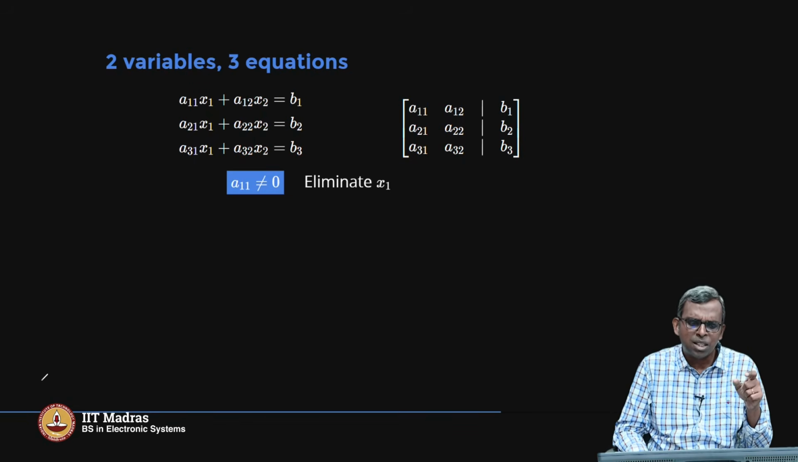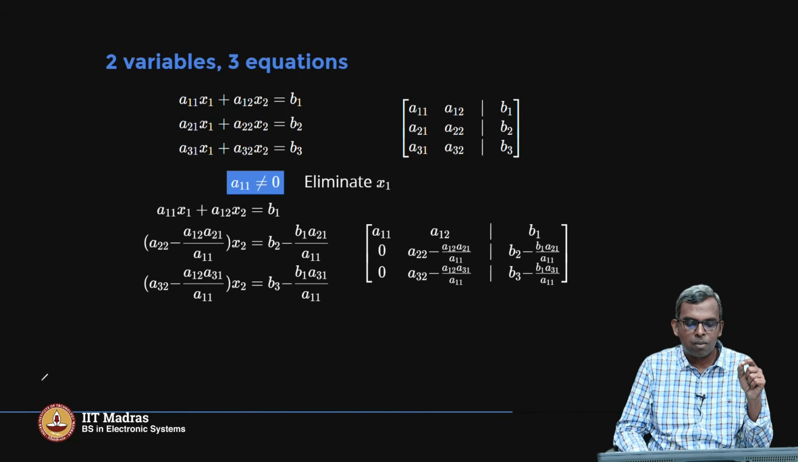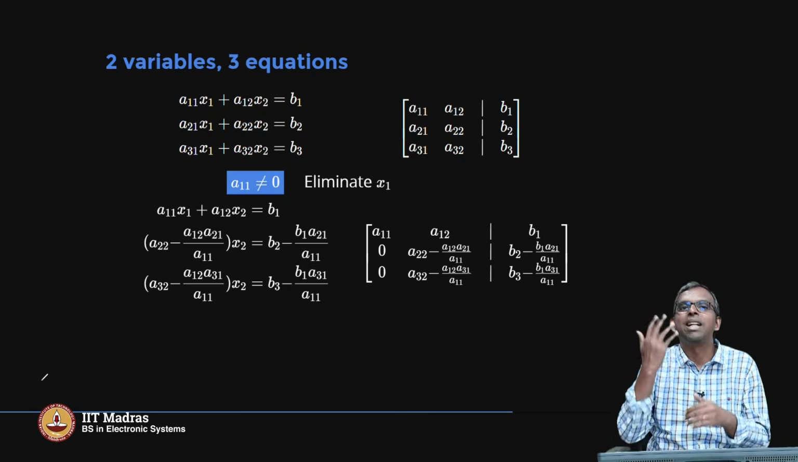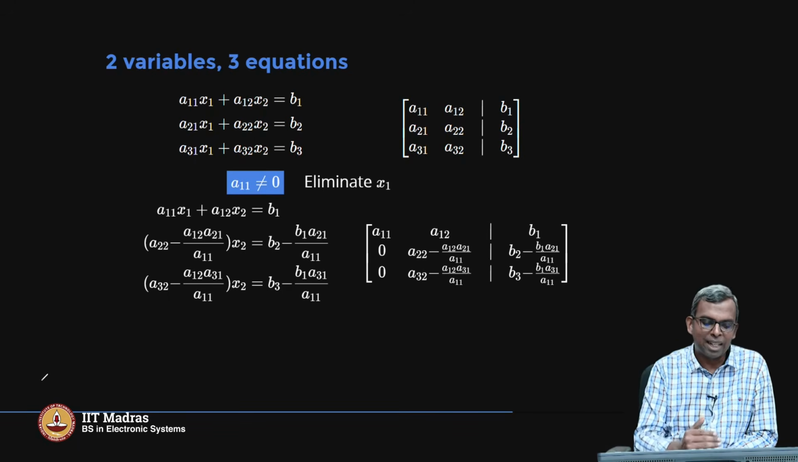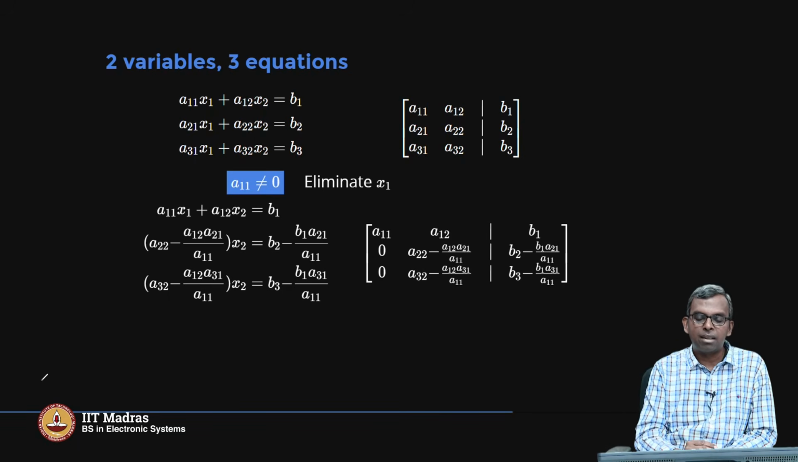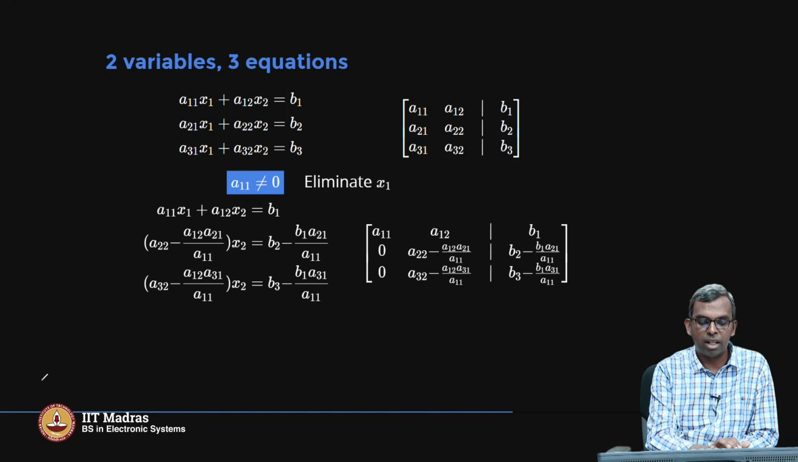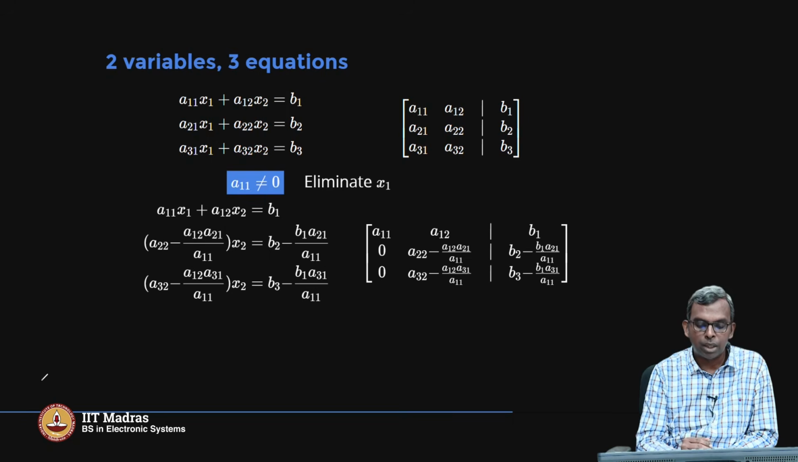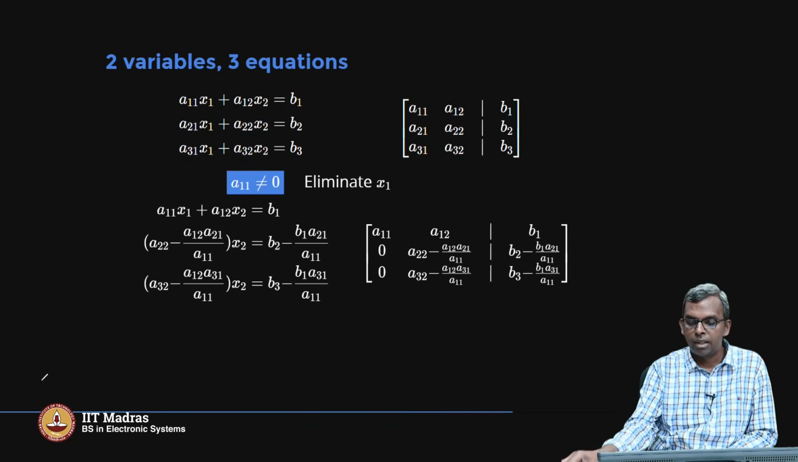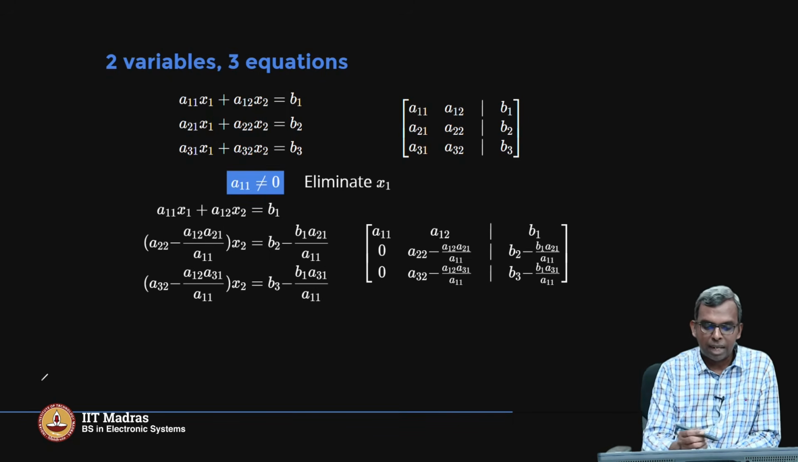So, we have done this before, right? There are two equations you can eliminate. So, I will do that repeatedly, right? I will take the second equation and eliminate x1 between the second equation and the first equation. That is what I have done here, right? And I will take the third equation and once again eliminate x1 between that.